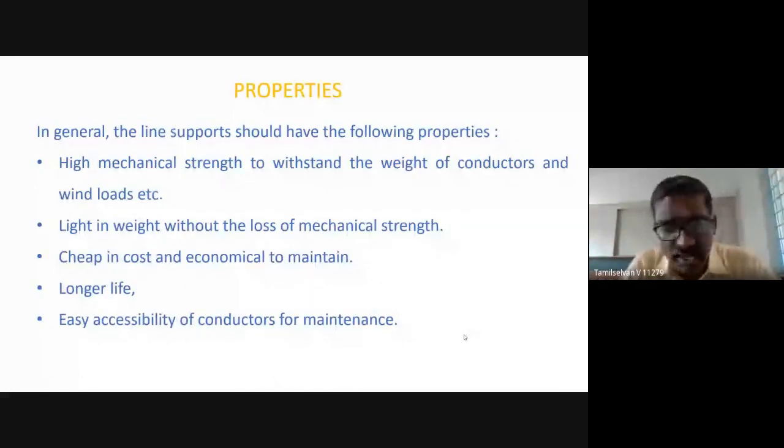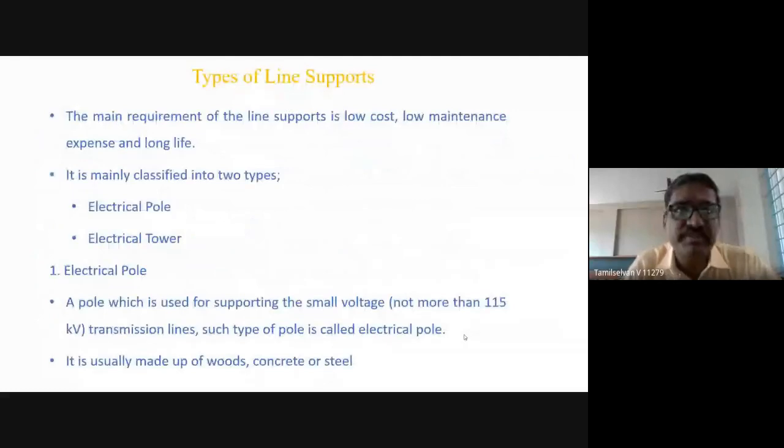Okay, so on what basis are these towers often classified? As I told, the main requirements of the line support are low cost, low maintenance, inexpensive, and long life. So based on that, towers are often classified into two types.